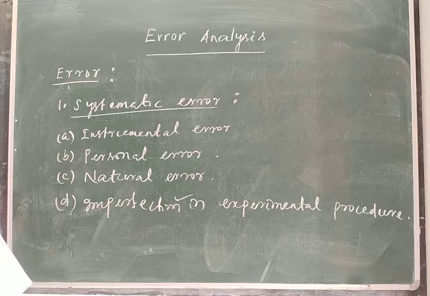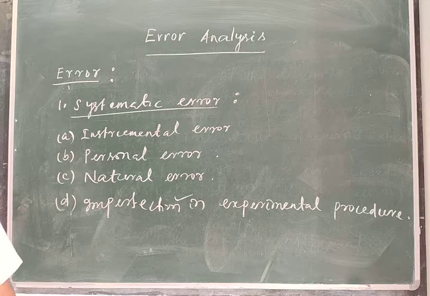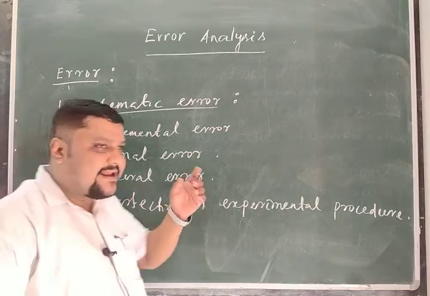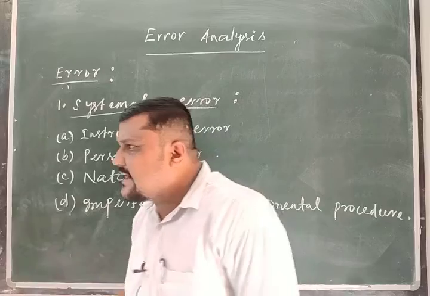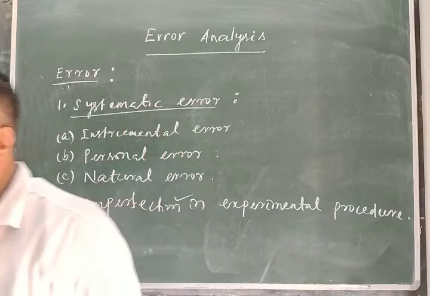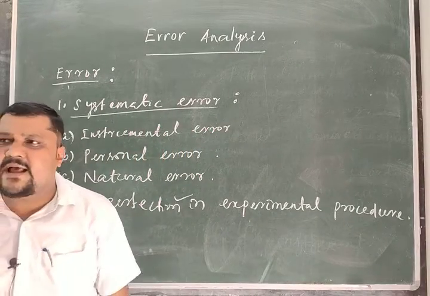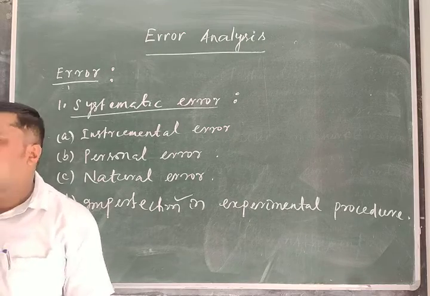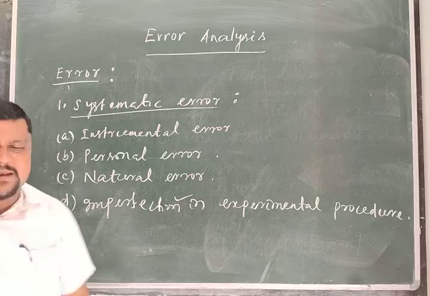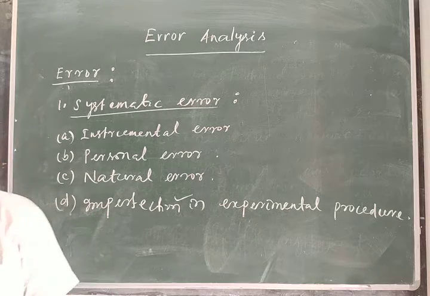Then otherwise, by controlling the conditions of the environment, because the natural error is because of the environment. By controlling the environment, where I am measuring or when I am taking the measurement, I should control the environment. Then also I can minimize the systematic error.